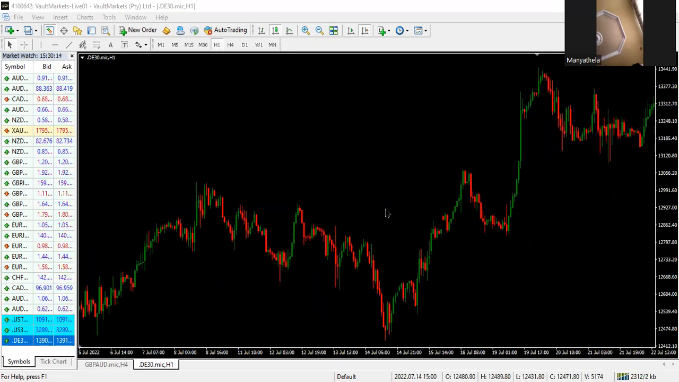Remember, I once said supply and demand is in the beginning of a new trend, and then a rally base rally and a drop base drop is in the middle of a trend. You can see here, this is the beginning of a new trend. Look at this.